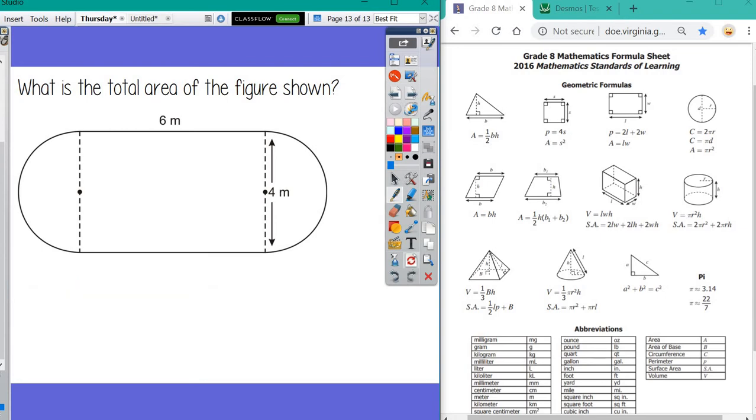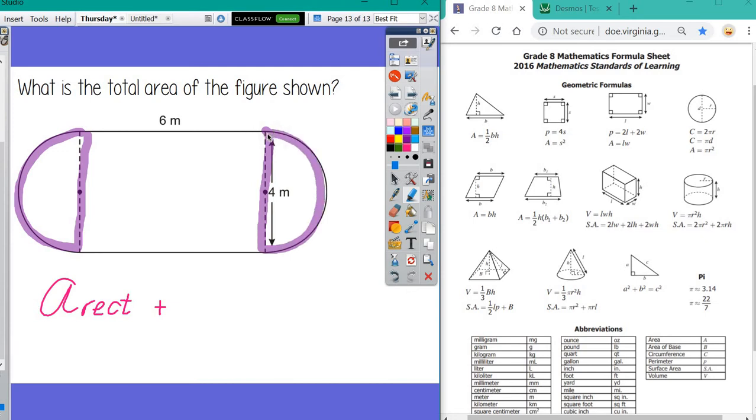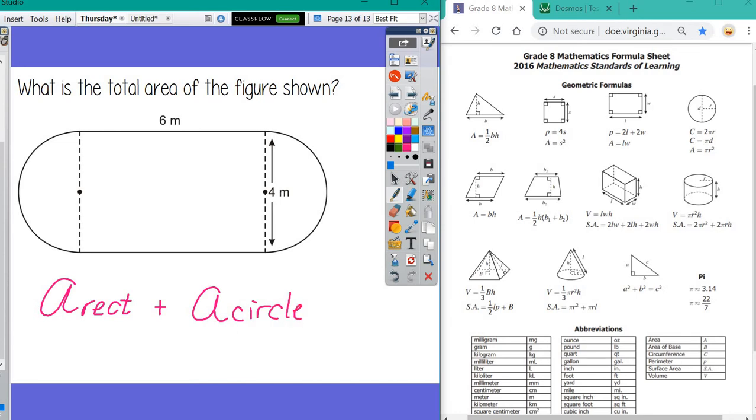What I want to do, because it's going to be easier, is I want to find the area of the rectangle, and then I want to look and use my brain here for a second. If I've got a semicircle and I've got a semicircle, what happens when I put those two shapes together? It makes a whole circle. So I'm not going to find the area of a semicircle at all. I am just going to find the area of an entire circle. Because to me, that seems like it's going to be a lot easier.